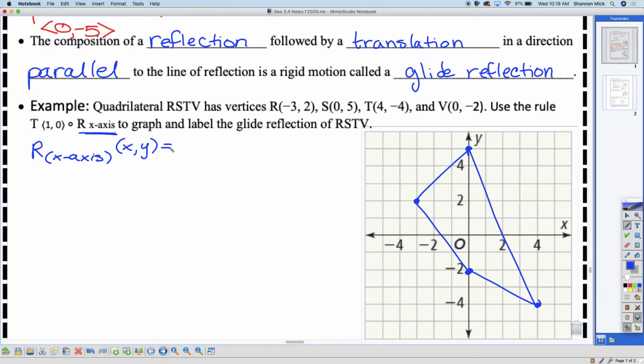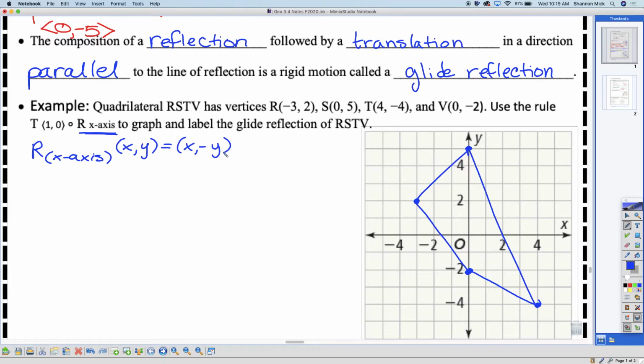Think about it. If I take something from the top of the graph to the bottom of the graph, what would change? The negative. Negative what? Negative y. Everyone see that? If I was up here and reflected over the x-axis, it would only change the y, wouldn't it? It wouldn't change the x. So my rule here is (x, negative y).